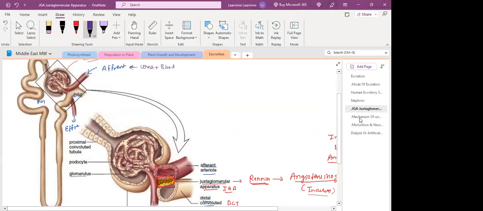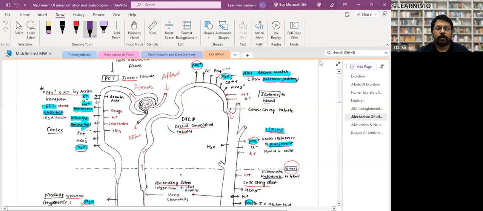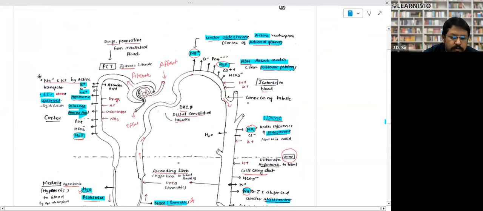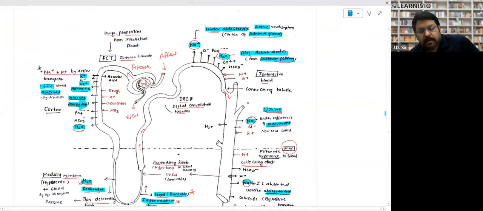This is the urine formation process. Don't panic. The only thing you have to remember is the part highlighted in blue. That is the only thing you need to remember, right? Okay, so try to understand.